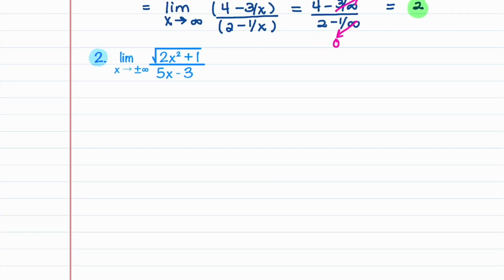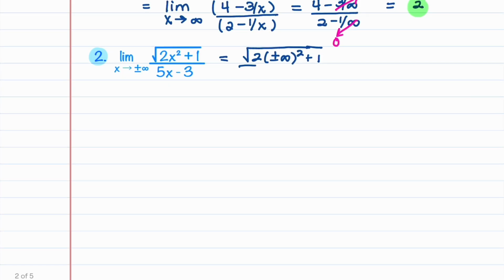Let's now look at our second example. This one is a lot harder than the first one. We're going to begin just like we did with the first one, and we're going to substitute in that x is going to plus or minus infinity. This is equal to the square root of 2 plus or minus infinity squared plus 1, all divided by 5 times plus or minus infinity minus 3.